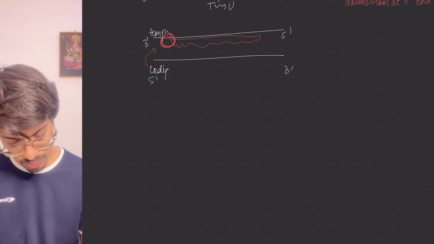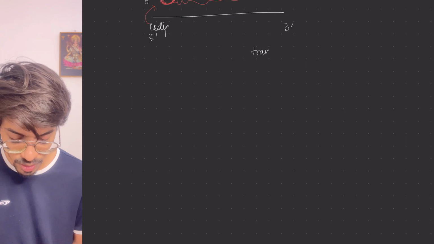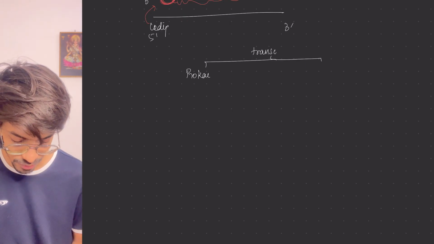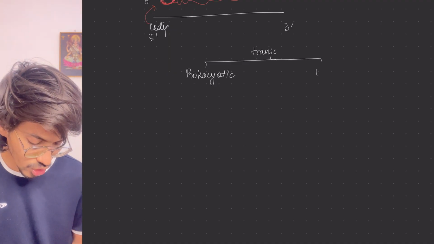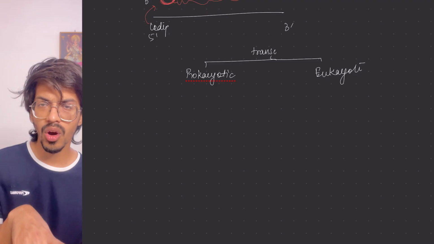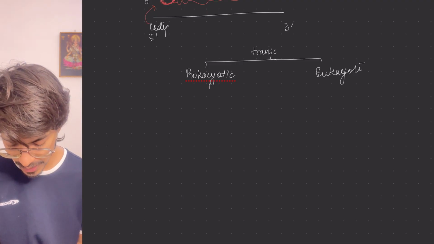Before starting the process, we have to remember that transcription in prokaryotes and eukaryotes has a little difference. What difference would be present? In prokaryotes, the mRNA that is formed is polycistronic.